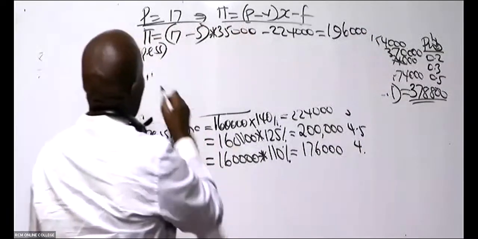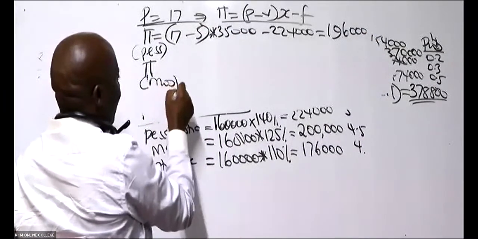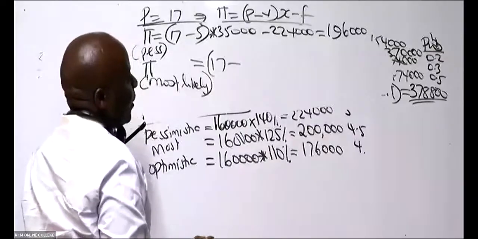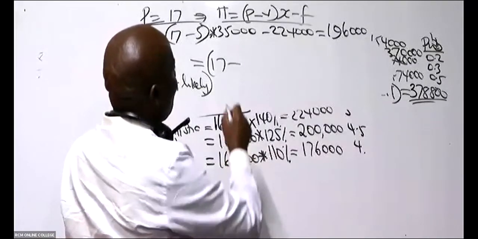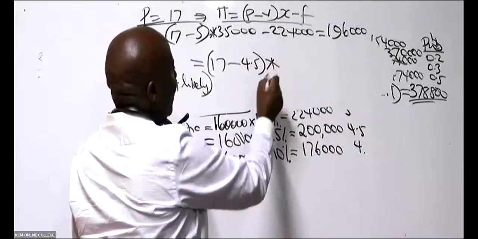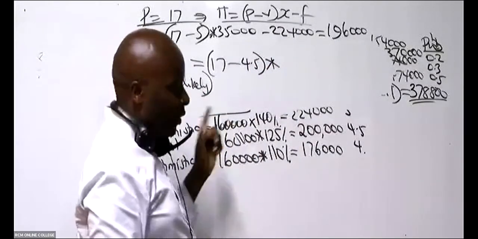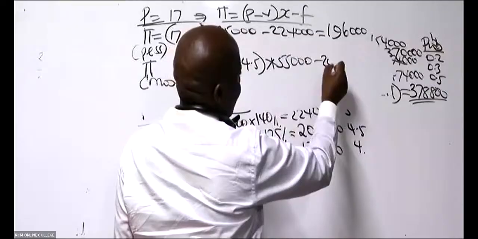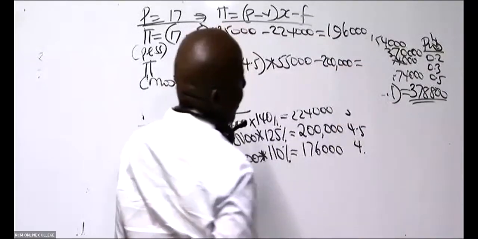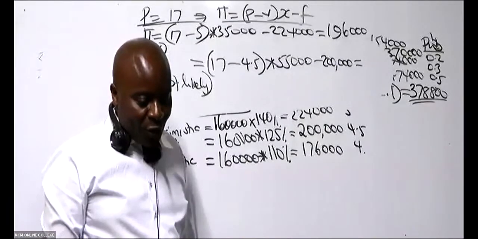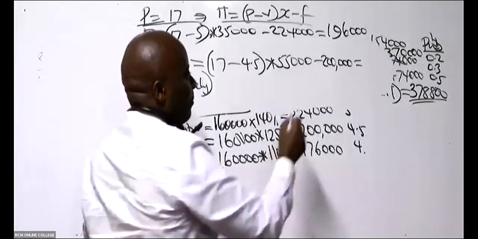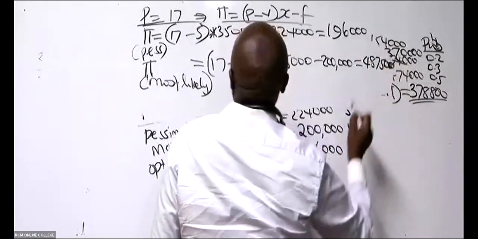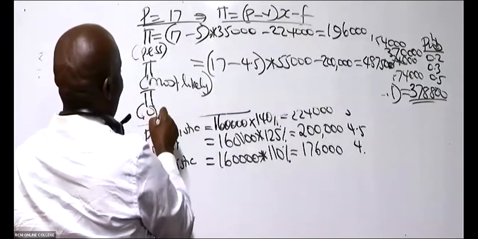And then we go to profit under most likely. Under most likely, we can see the selling price is 17 minus the most likely variable cost, which is 4.5. How about most likely quantity? 55,000. Do we have the most likely fixed cost? 200,000, isn't it? So please go there and deduct and give us a figure. 487,500.